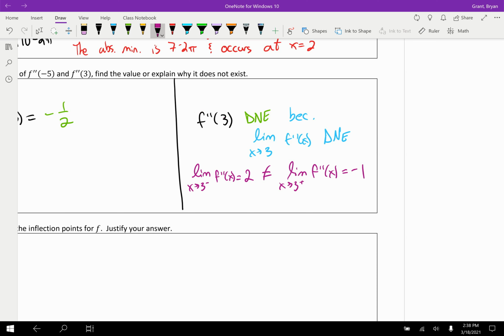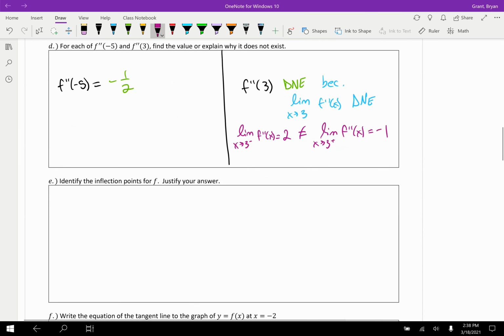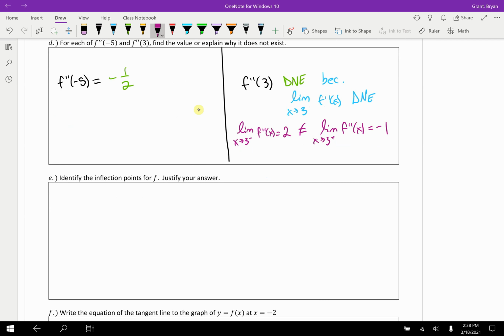Do they always ask you to justify? No. Two years ago, 2018, they just said, find the value or state that it does not exist. And if it's state, then just put does not exist and be done with it. But if they do ask you to justify a slope, the expectation is that you use one-sided limits.